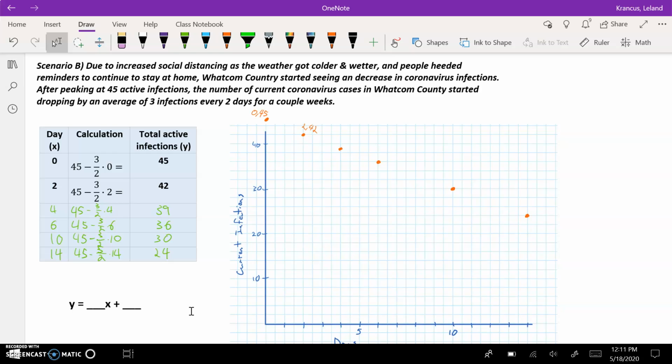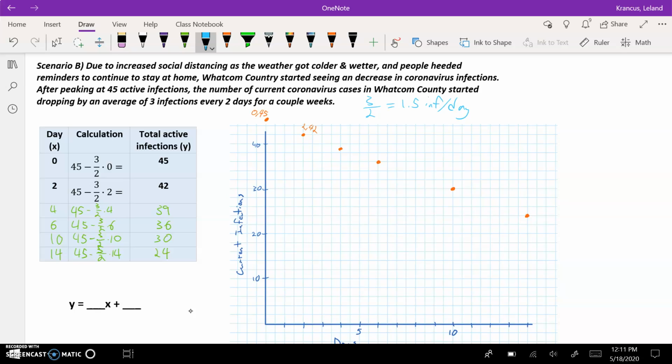And the other one is our rate, you can tell, is a little bit more complicated. It's going down by an average of 3 infections every 2 days. That's just an average. If you simplify that ratio, 3 over 2, if you don't like that fraction, you could write this instead as 1.5 infections per day. Of course, you can't have half of an infection per day, but remember, this is an average. It averages 1.5 infections per day.